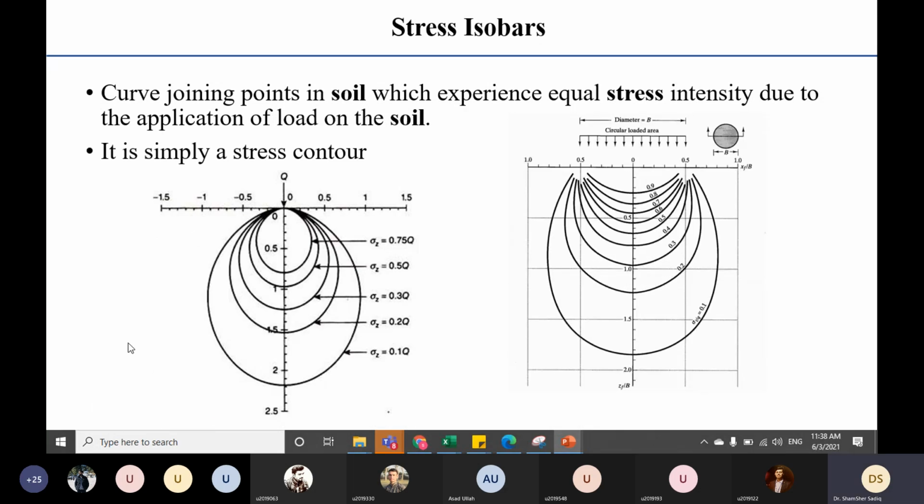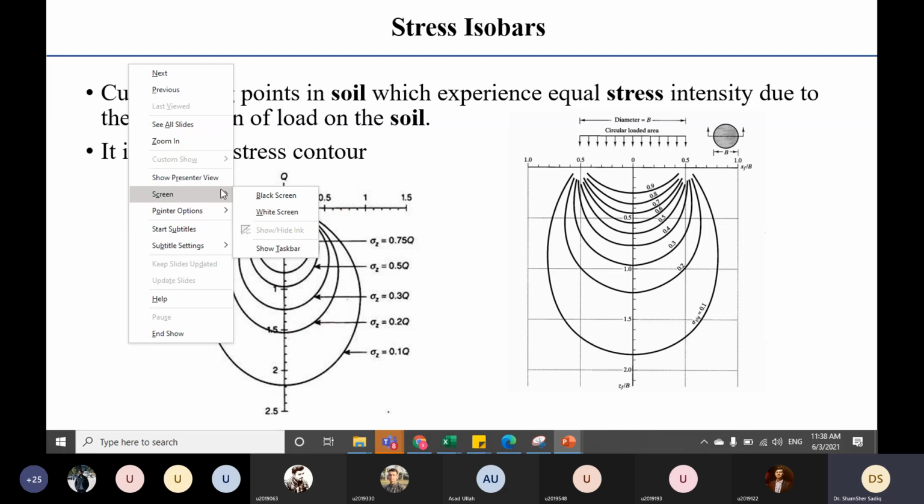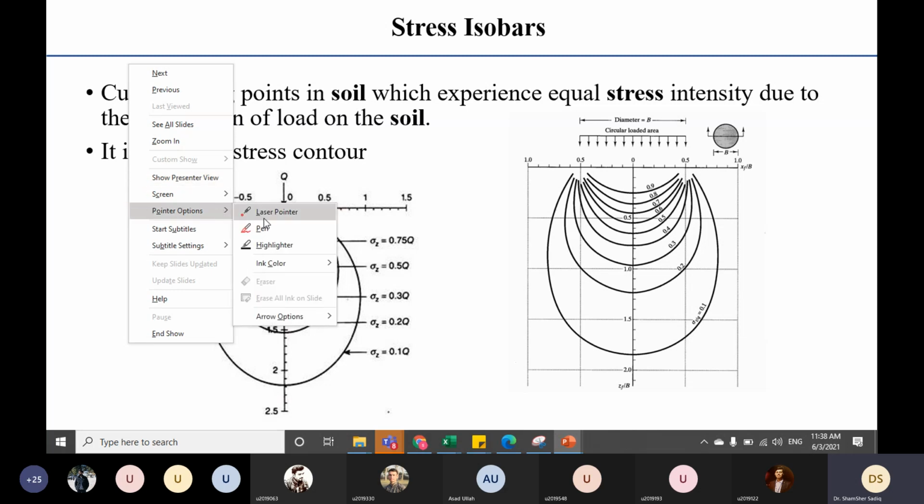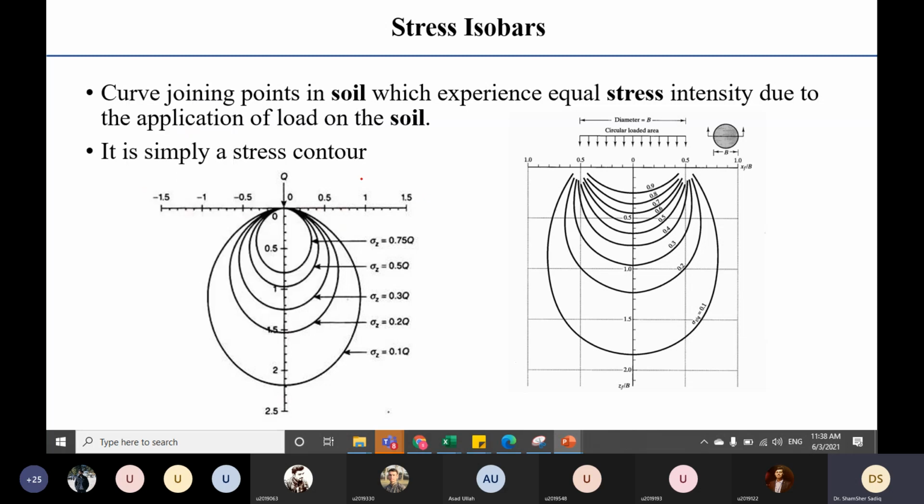Okay, so let me write the title of the axis. So please note, this is x by b, and this is z by b. Because a point load has no width, it doesn't matter, so this is simply the x value, and this value represents simply the z value, depth. You can take it in meters or feet.